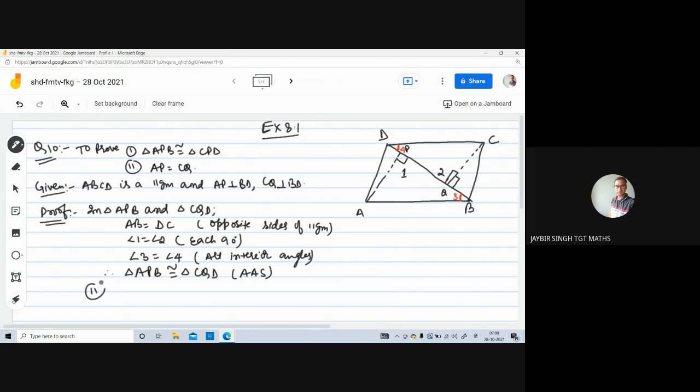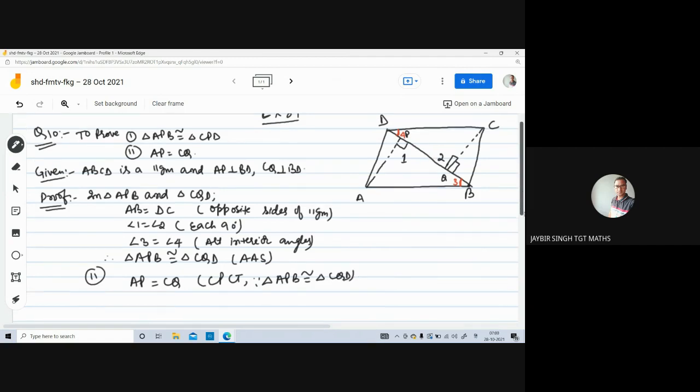For second part, since triangle APB is congruent to triangle CQD, therefore AP will be equal to CQ by CPCT. AP is equal to CQ. You can write CPCT and you can also write, since triangle APB is congruent to triangle CQD. So this is all about question number 10.